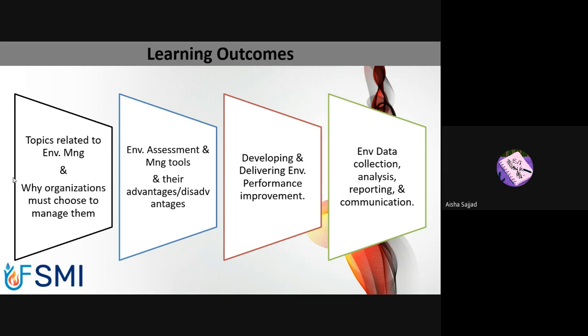And just like I said in the aims, we also want to see the pros and cons of each of these tools. The next learning outcome says that we want to see how organizations can improve their environmental performance, how that environmental performance improvement can be developed, and how it can be delivered for the customers, for the stakeholders, and obviously for the society, and how that can be better for the organization in terms of profit generation, but not just the profit generation. We're not just talking about the monetary aspects.